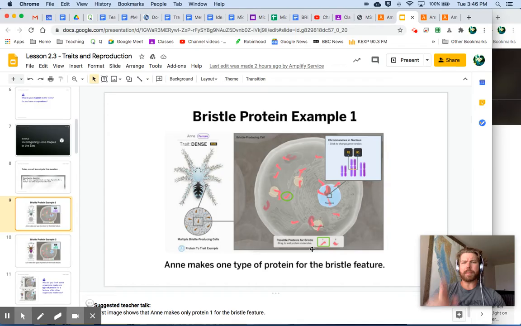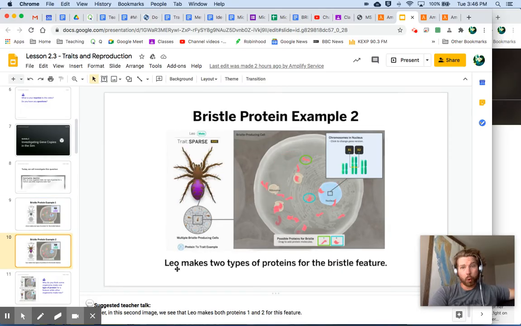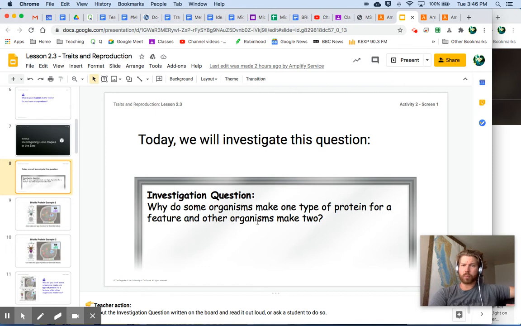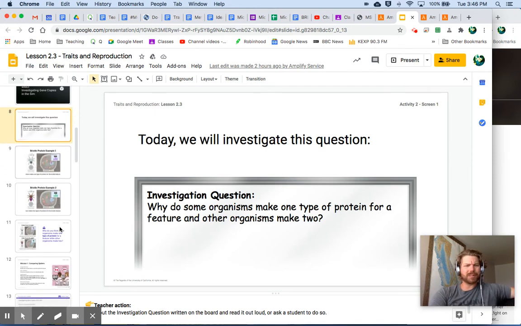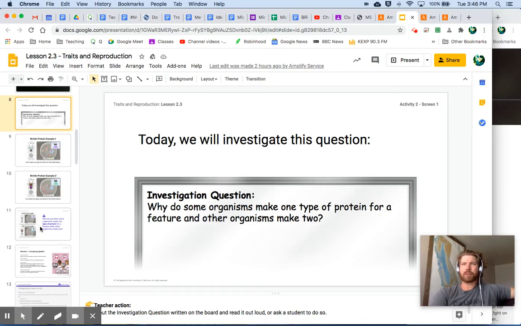Anne only makes one type of protein. When we look in Anne's cells, we only see one type of protein for the bristle feature. However, when we look at Leo, we see that Leo is actually making two different types of proteins for the bristle feature. So the question again, why do some organisms make only one type and some make two types? Shouldn't they all just make one type?